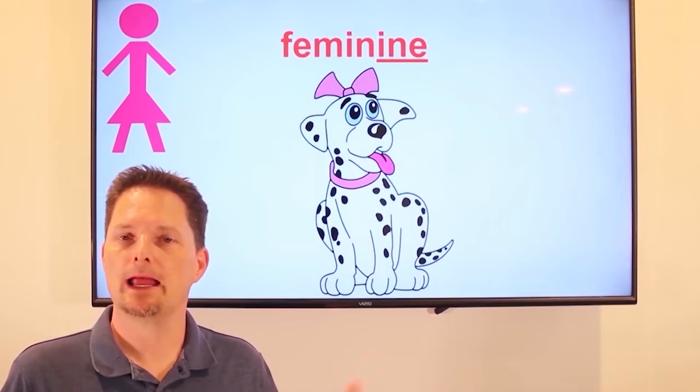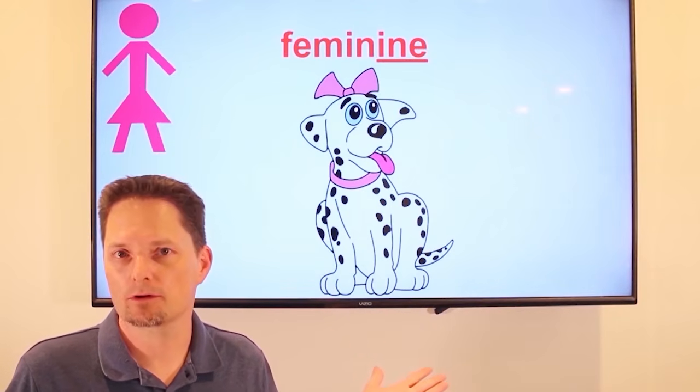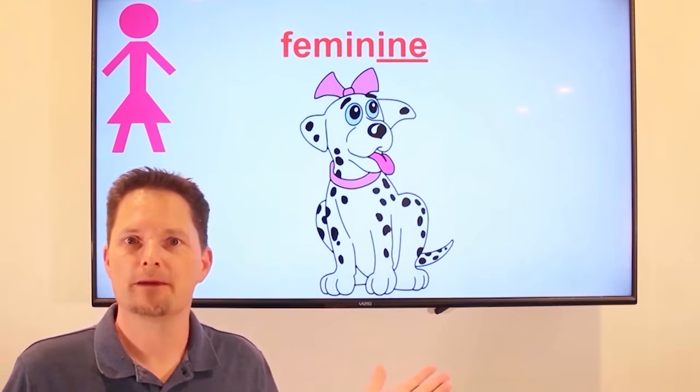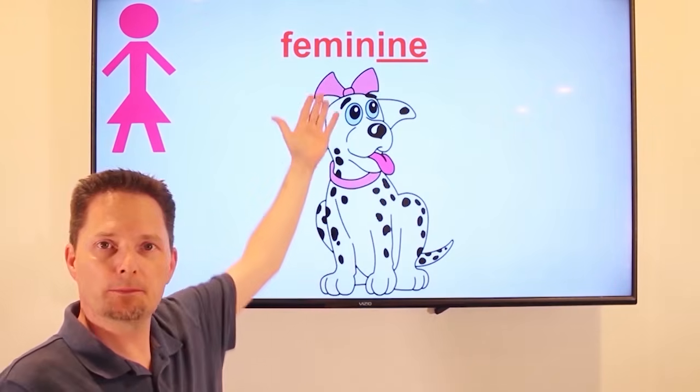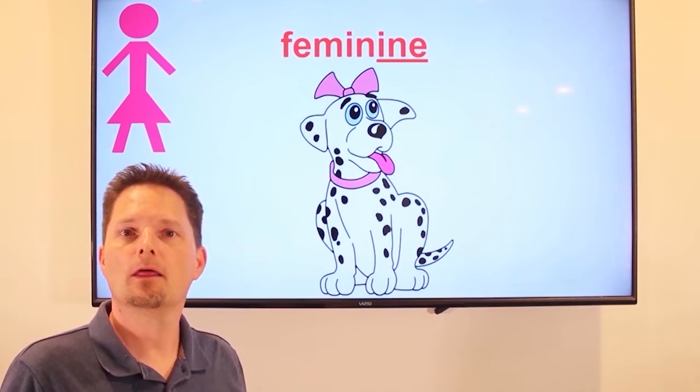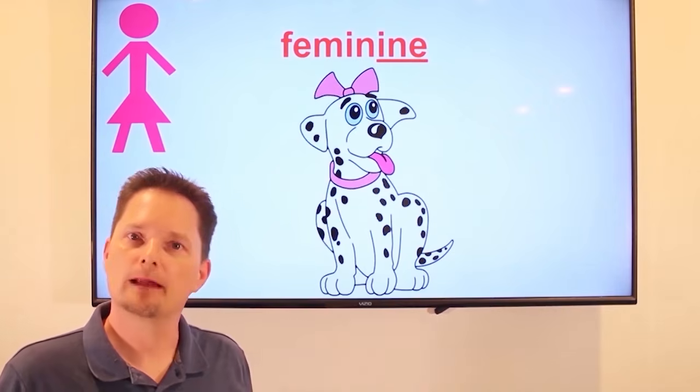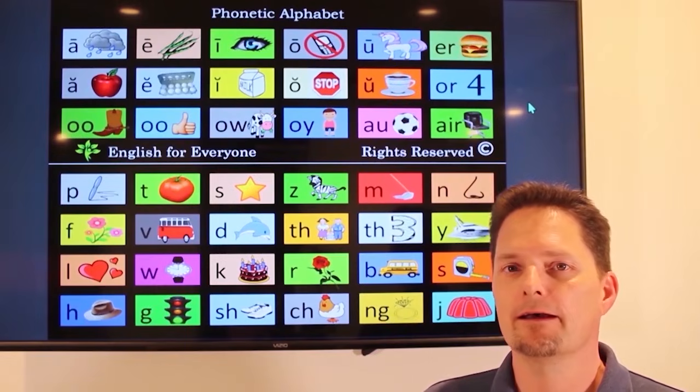Example, feminine. Feminine is an adjective. It describes anything that looks like a girl, like a woman. The dog has a pink bow and a pink collar. The dog looks feminine, like a girl. Pronunciation, feminine.